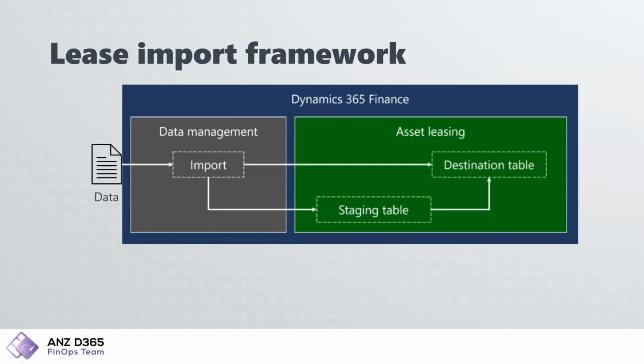Lease import framework. As you know, we have the data management workspace where we import or export some entities for our migration purposes. In the lease asset module we have a lease import framework, where we have an option to have a staging table and a destination table on that module. Once you import the files from data management, it can go directly to the destination table, or you can redirect it to the staging table and then process that into the destination table through the asset leasing module.